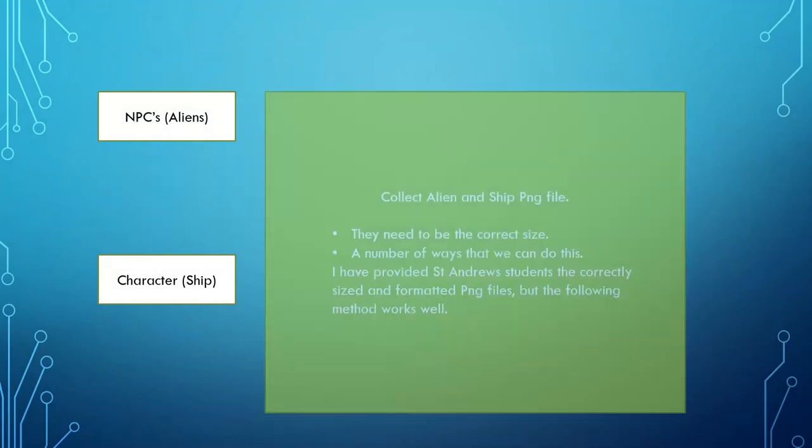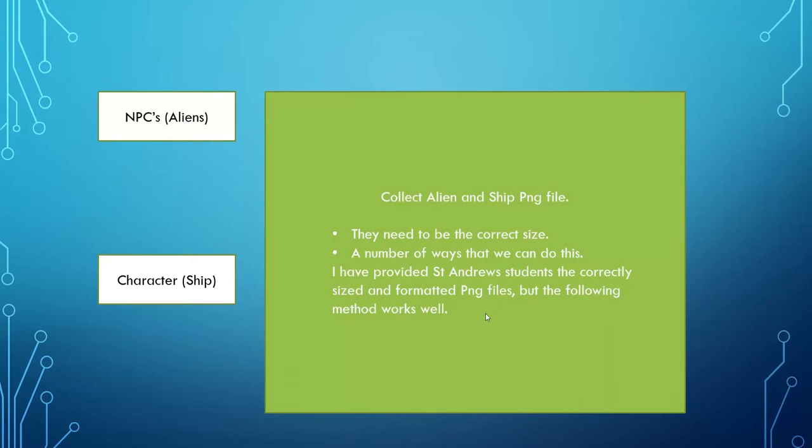So what we've got to do is collect an alien and a ship PNG file. It must be a PNG file to work nicely in Tkinter. They need to be the correct size. What kind of size are we talking about? We're talking about 17 to 25 pixels, which is probably about the right size.